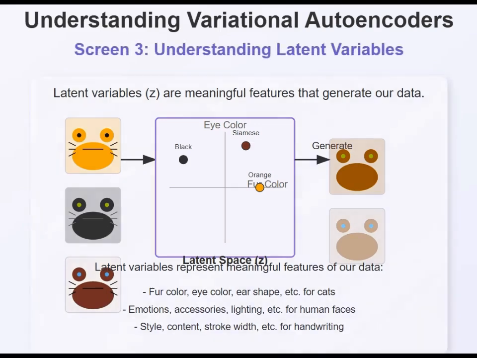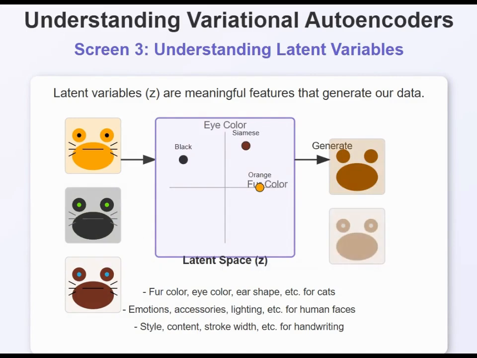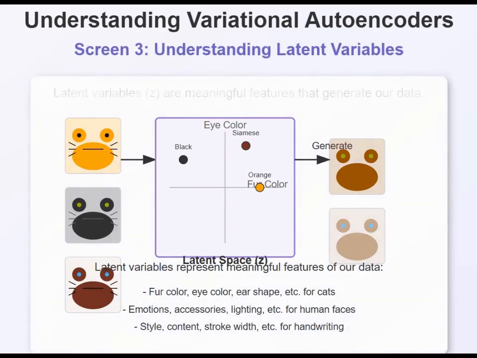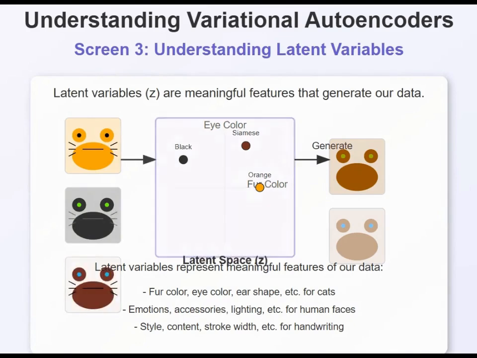Latent variables are hidden factors that we believe generate our observed data. They represent the underlying structure or features that aren't directly observed but help explain the patterns we see in our data. For our cat examples, latent variables might represent meaningful features like fur color, eye color, ear shape, face width, and so on. These features are latent because they're not explicitly labeled in our dataset. We just have pixel values, but they're the underlying factors that create the variety of cats we observe.